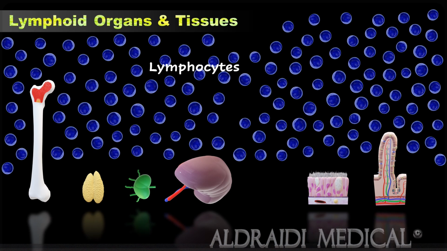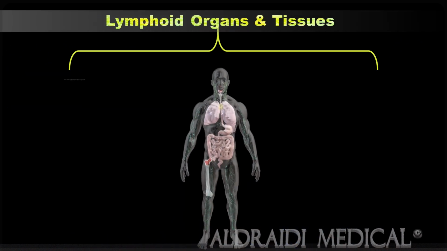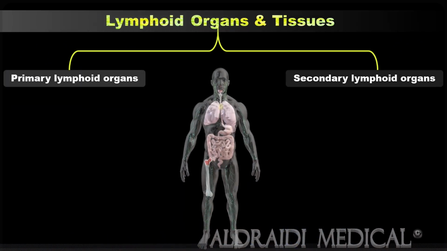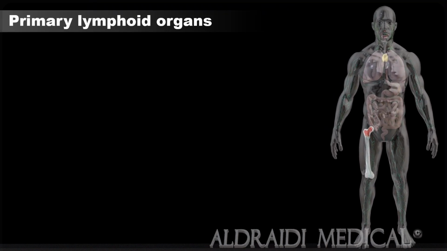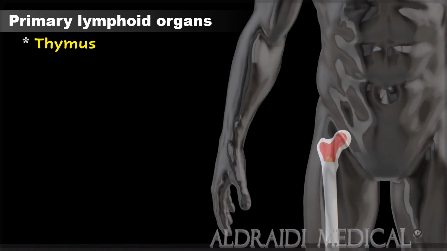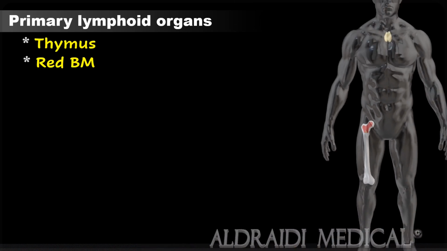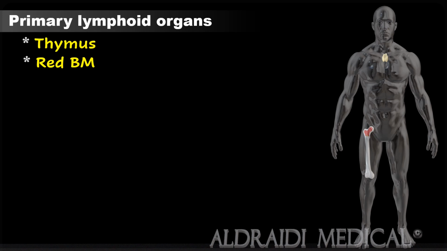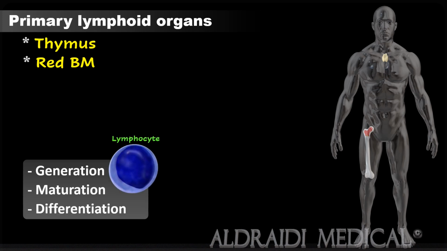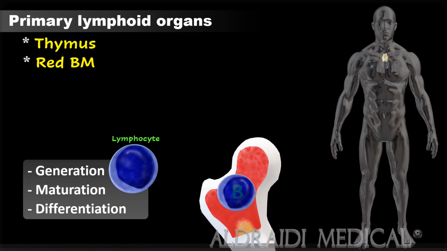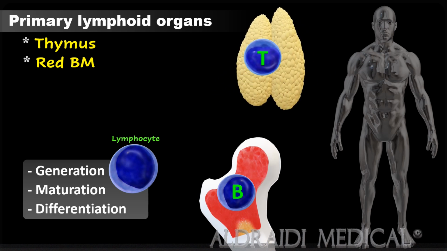And these lymphoid structures are distinguished according to their function and are categorized into either primary lymphoid organs or secondary lymphoid organs. The thymus and the red bone marrow are the central or primary lymphoid organs. And these two organs are where generation, maturation, and differentiation of your lymphocytes take place. B-cell maturation takes place at the bone marrow, while T-cell maturation takes place at the thymus.